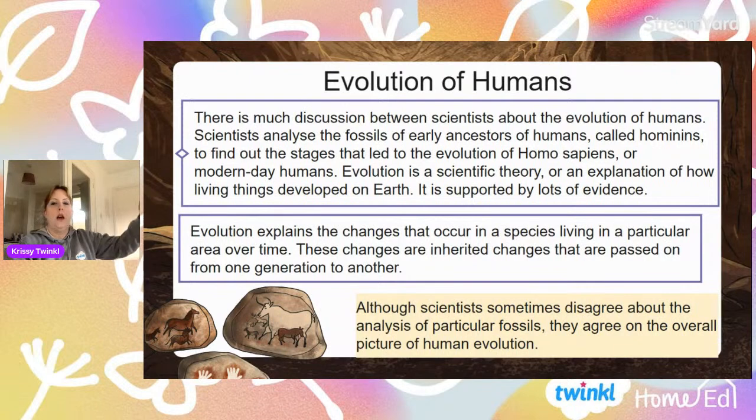Little changes that occur in any species, so not just humans, little changes which are then passed from one generation to another, and that's how we evolve. So if you think about evolution from the beginning, evolution is a massive process of how we've got to where we have. But what Mary Leakey was interested in was the evolution of humans. So you have these almost pre-human species, these hominins, and then how those little changes have occurred to what we get today, which is known as Homo sapiens.